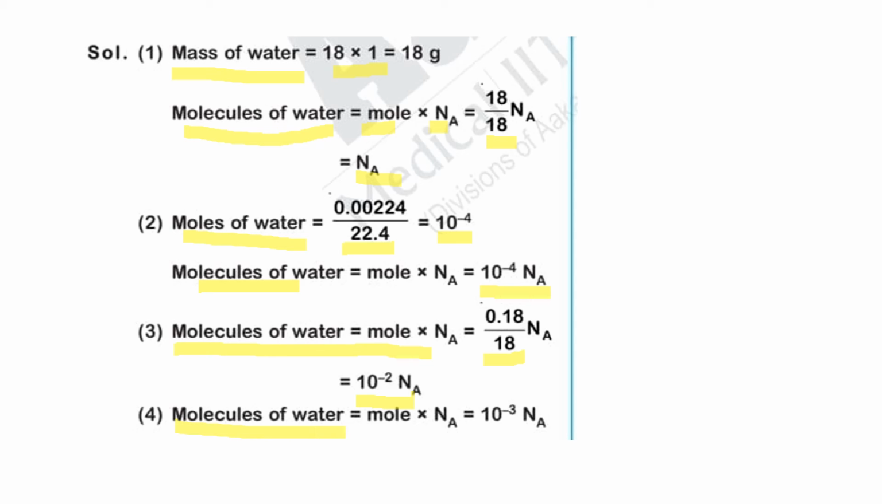And the fourth option is the molecule of water for the fourth option. So it was given that 10 raised to minus 3 moles, so 10 raised to minus 3 into Na. So according to all this, the correct answer will be the first one.